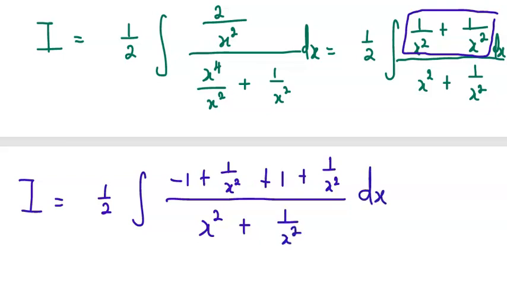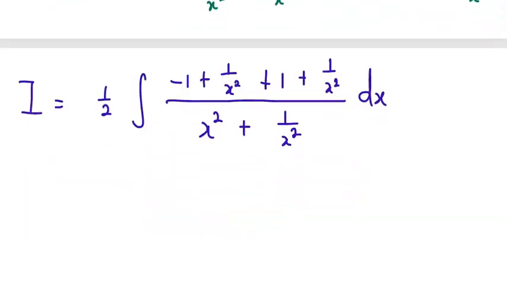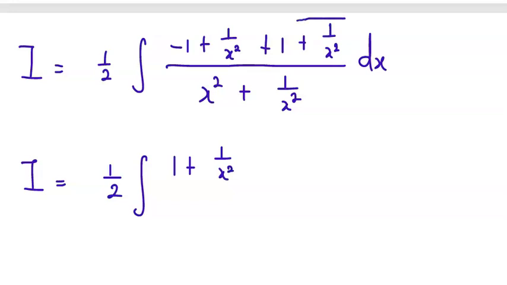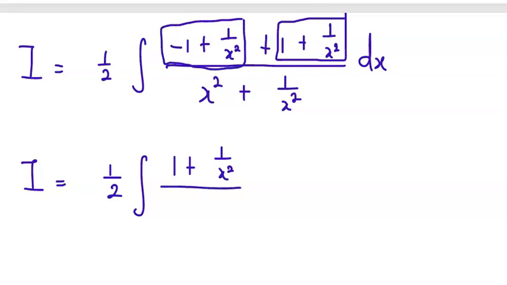It is time to split the denominator, and we're going to do that as follows. First, we have the following. I is equal to 1 over 2 times the integral of, so here we have 1 plus 1 over x squared. That is this one right over here, right? So we're going to split that numerator in that form, and then divided by x squared plus 1 over x squared, and then we have our dx, okay?